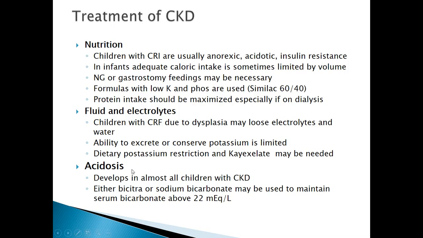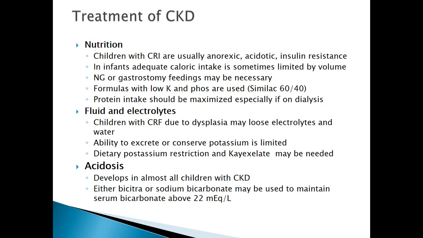So the treatment overall is, you have to focus on many different things. Number one is the nutrition of the child. Some of these children require a lot of calories, a lot of volume. If they're small, they may not be feeding well. They may need an NG tube. They may need a gastrostomy tube. And most of these small infants need to be on special formula.